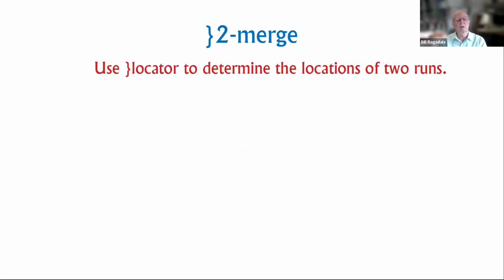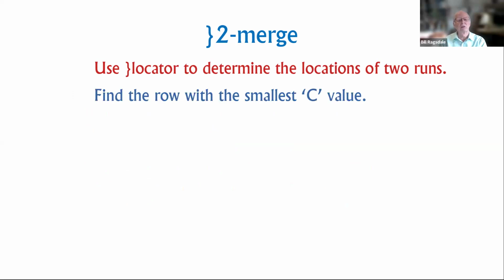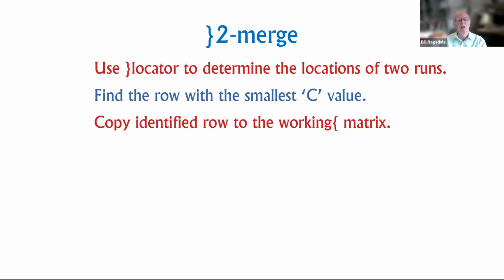ToMerge starts to do the real work. It uses locator to determine the locations of 2 runs. Knowing those 2 runs are present, ToMerge will then merge those 2 runs into a single run in the working output file. The first step it does is to find the row with the smallest C value. Remember, it's examining 2 runs, and it looks at the initial row of those 2 runs, picks the one with the smallest C value, and it copies that identified row into the working matrix. So we have now passed the lowest valued row to the working matrix.